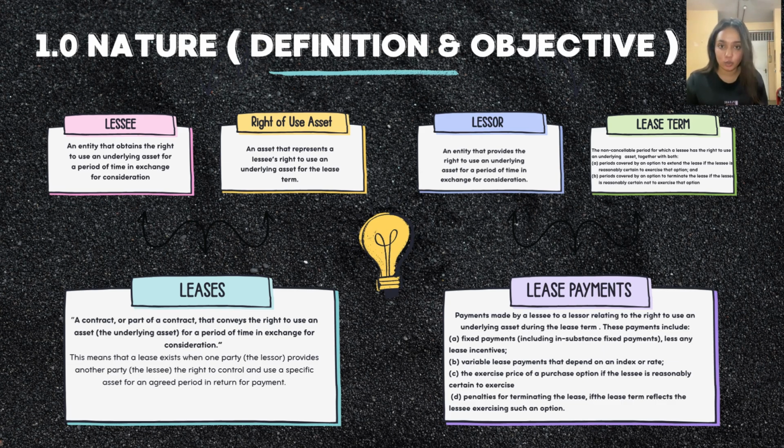This payment includes fixed payments, including in-substance fixed payments, less any lease incentive, variable lease payments that depend on an index or rate. We have the exercise price of a purchase option if the lessee is reasonably certain to exercise it. And last but not least, we have penalties for terminating the lease if the lease term reflects the lessee exercising such an option. Thank you.